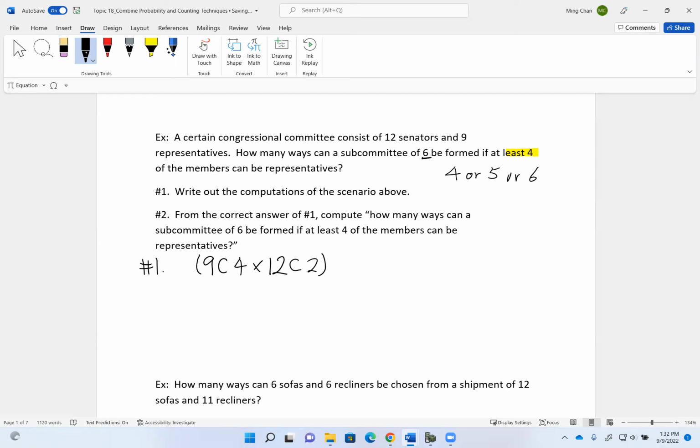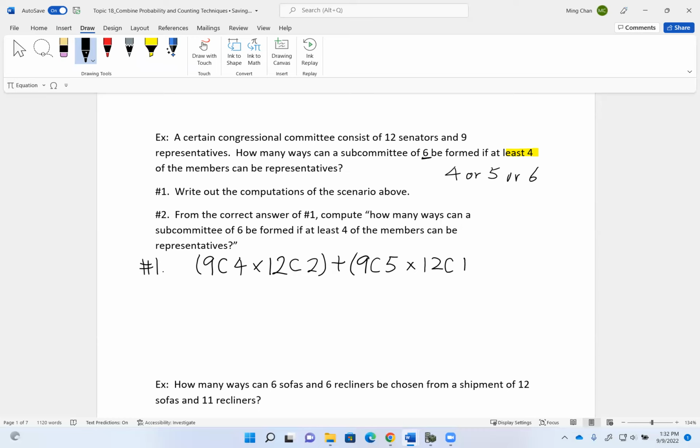This is or, so 4. Now let's figure out how many ways to select 5 representatives. The word "or" tells me to add 9 representatives, choosing 5 this time, followed by, there's one more position left, right? I need to select 6 people. So if 5 of them are representatives, that means 1 has got to be the senator.